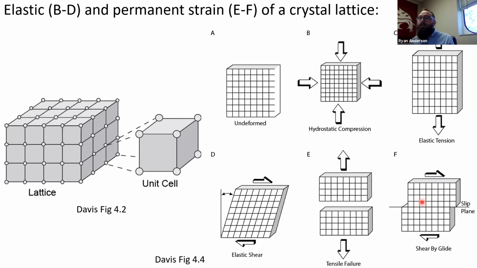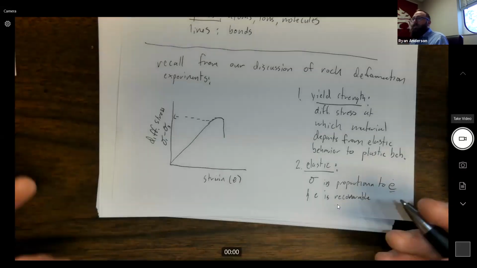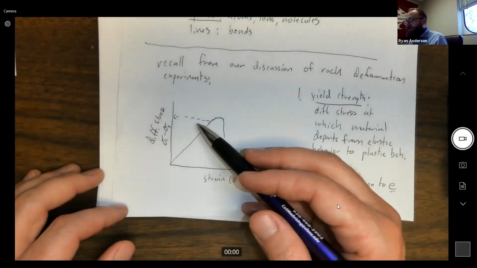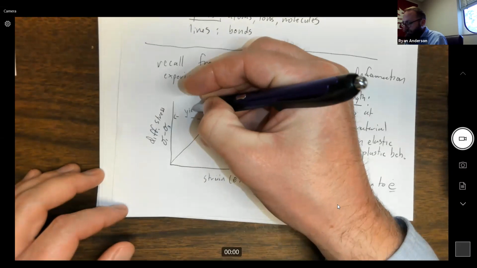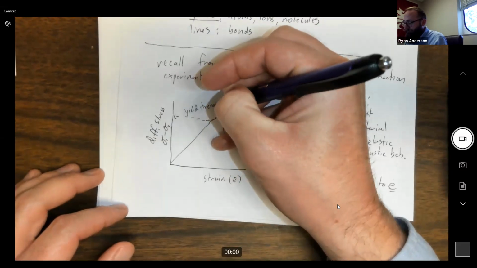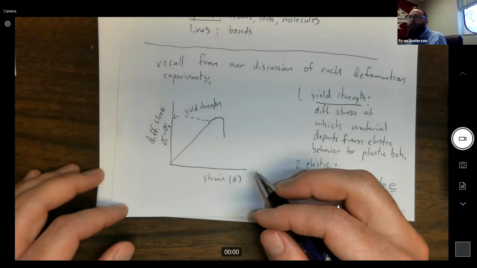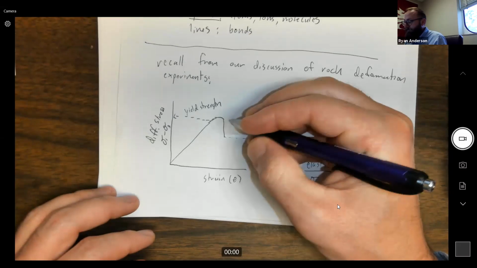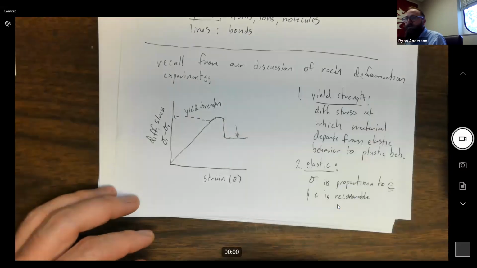Okay, so just like we talked about, the stress required to break a rock, to reach failure, to reach its yield strength. I should label this. Or to cause frictional sliding, right? So when we get down here, down to this level, now we're causing frictional sliding.